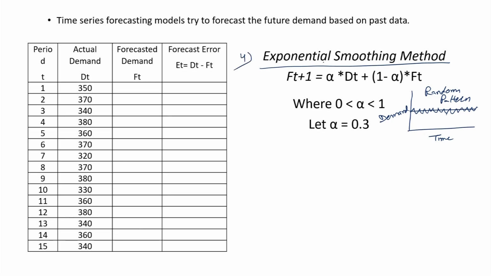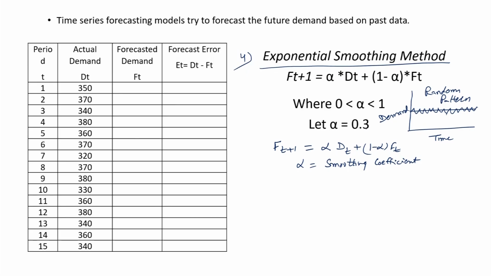This is called the exponential smoothing method. In this case, our forecast of the next period is equal to alpha times the demand of the previous period plus 1 minus alpha times the forecast of the previous period, and alpha is called the smoothing coefficient.